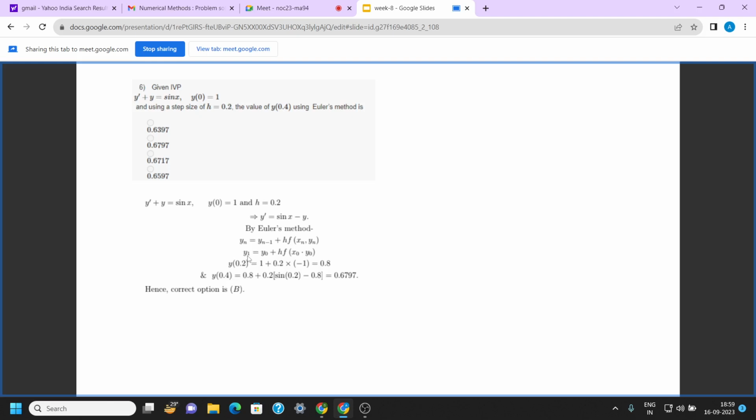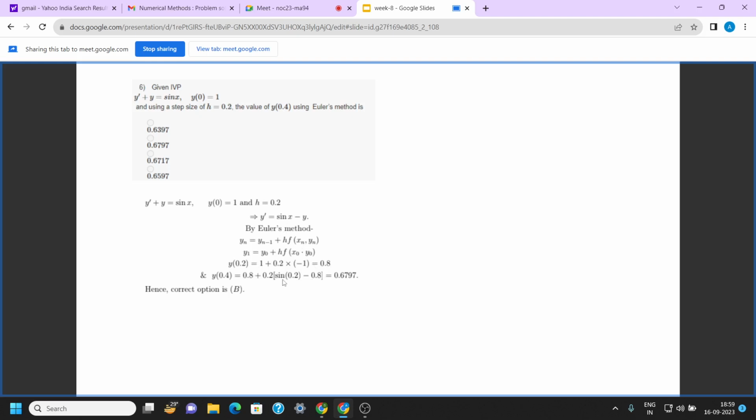So here, in place of y1, it will be y2 is equal to y1. So y1, what you have got, 0.8. 0.8 plus h, that is 0.2, into f of x1 comma y1. So x1 is 0.2 and y1 is 0.8. So substitute here, so you will get sine of 0.2 minus 0.8.